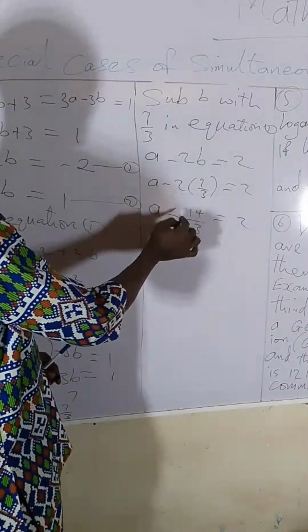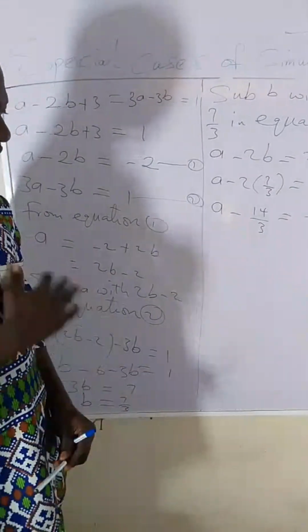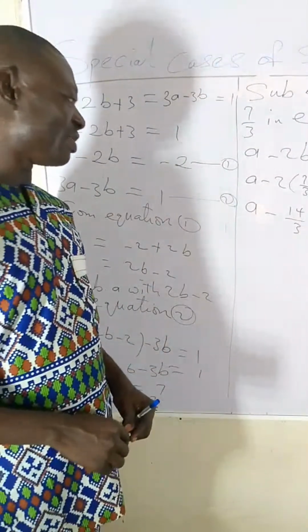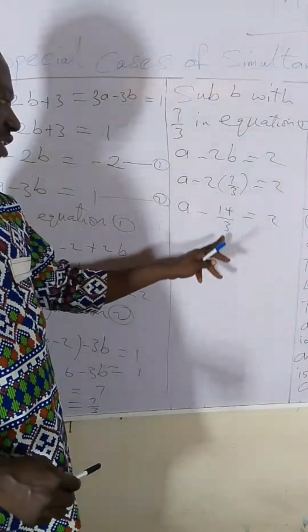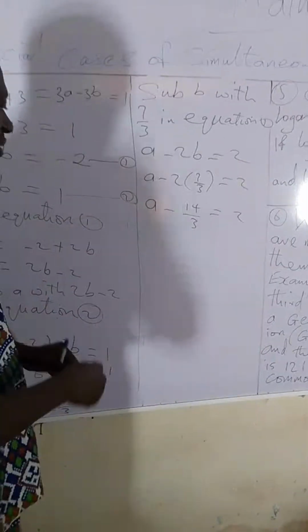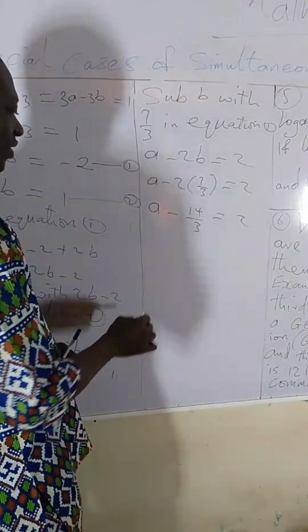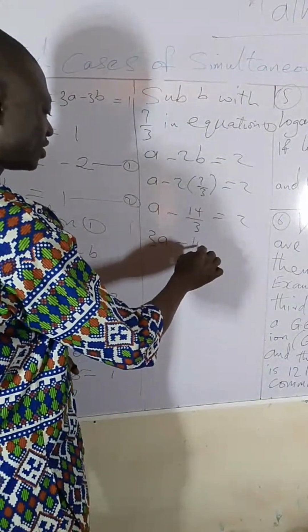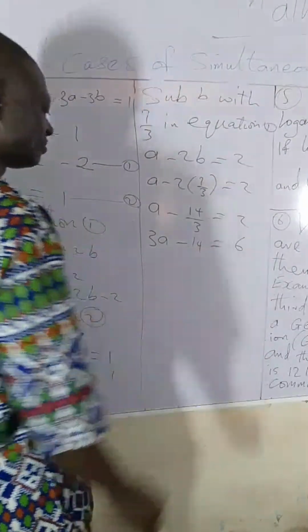And since this is over 1, 1 times 3 is also 3. In this case, we clear the fraction by multiplying each term by the LCM of the denominators, which is 3. This is over 1, a is over 1, 14 over 3, and 2 over 1. So the LCM of 1, 3, and 1 is 3. So multiply by 3, we have 3a. Multiply by 3, we have only 14 left. Multiply by 3, we have 6.